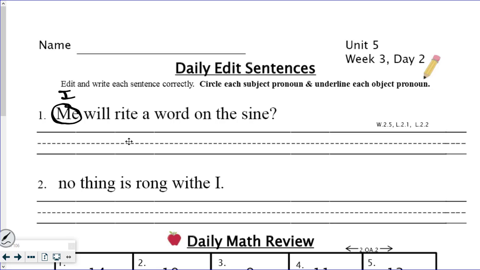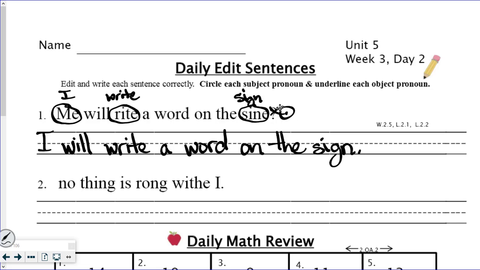I will write, this is the wrong write, this is the one we want, W-R-I-T-E. I will write a word on the sign. Sign is spelled S-I-G-N, and I believe that's a spelling word. And then it's not a question, this is a statement, so we need a period. I'm going to rewrite it nice and neat on the line. All right, number 1's looking good. We'll come back to it for the pronouns.